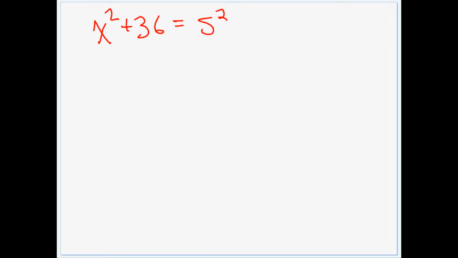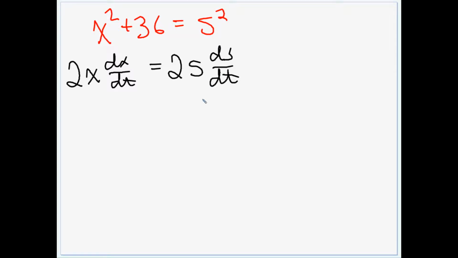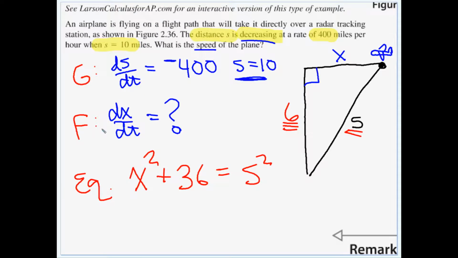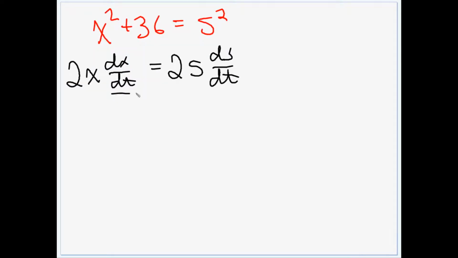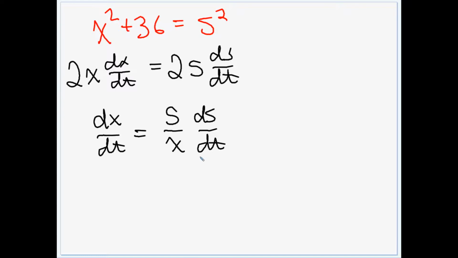Let us derive implicitly. So first part here, 2x, we got a dx dt appears. 36 derives away, and then we have a 2s ds dt. Now let's see, I think they wanted dx dt. Yeah, we're solving for dx dt, so let's get this dx dt all alone. dx dt is going to equal, we're going to divide both sides by 2x, so the 2's are going to cancel. So we're going to have s over x ds dt.